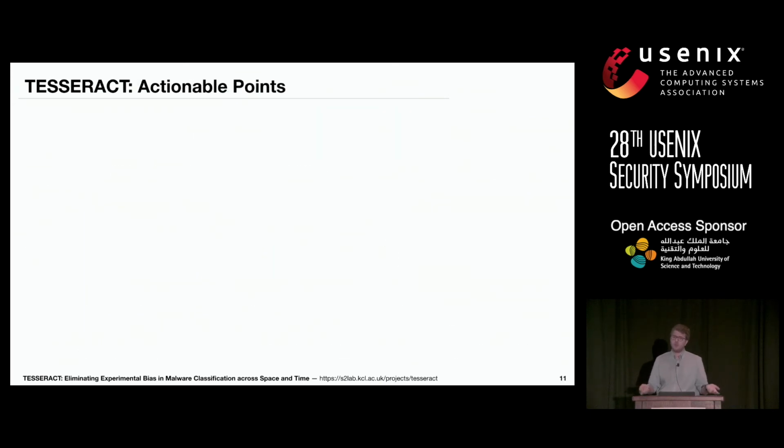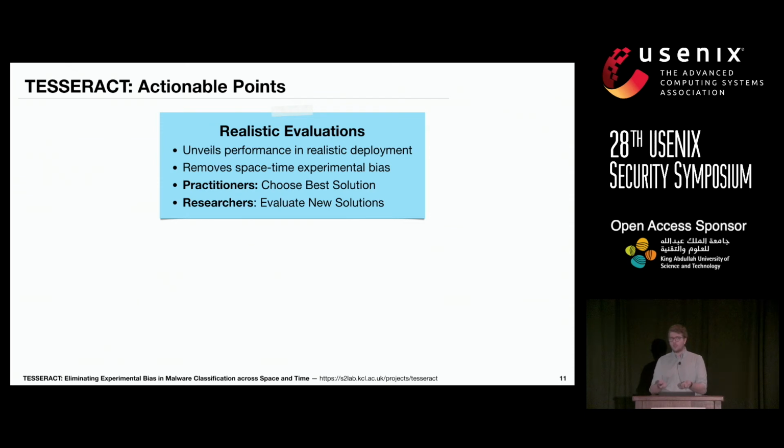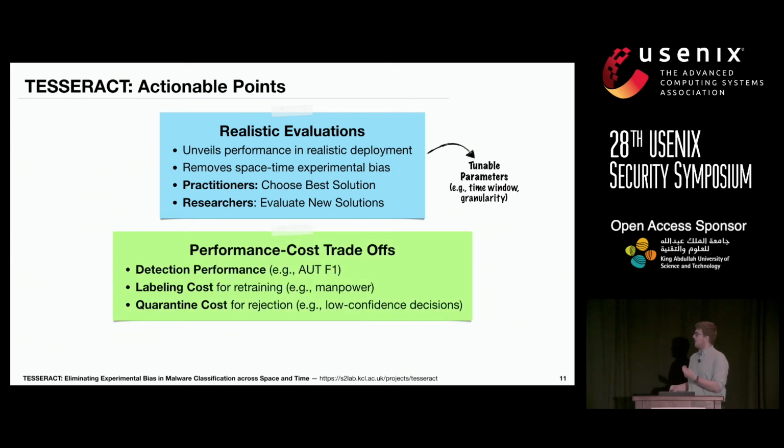This is fully tunable. So TESSERACT allows you to do realistic evaluations. Practitioners can use it to choose among different options in a realistic experimental setting, and researchers can use it to evaluate new solutions. And all parameters in terms of time, window, and granularity can be adjusted according to needs. But in addition to evaluating performance, it can also allow you to evaluate retraining costs in terms of labeling or quarantine, if I need to reject elements that then need to be labeled manually at some point.